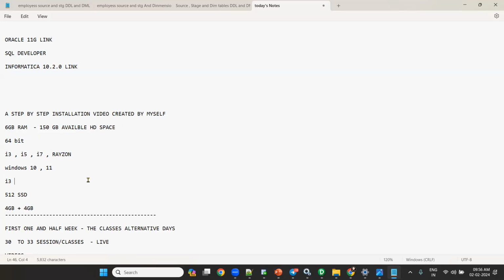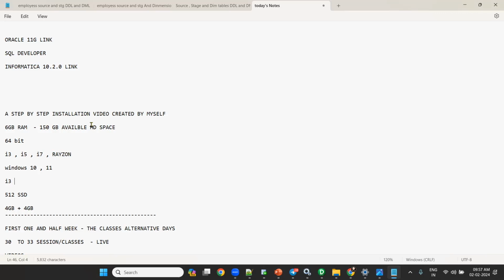Yes, guys, MacBook, I don't think so. On a MacBook, only if you have Windows can you install. You cannot install directly on a MacBook. You have to install Windows on the MacBook. There is some way, but I'm not sure how it is installed. If you have that, you can install, but directly on a MacBook, you cannot install.